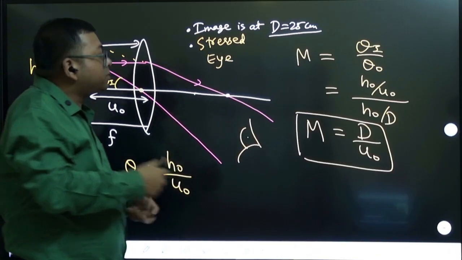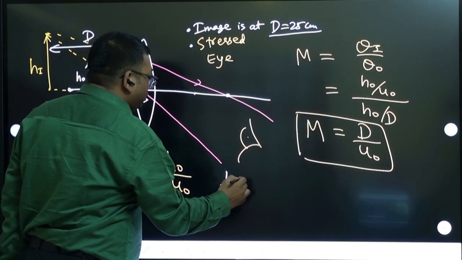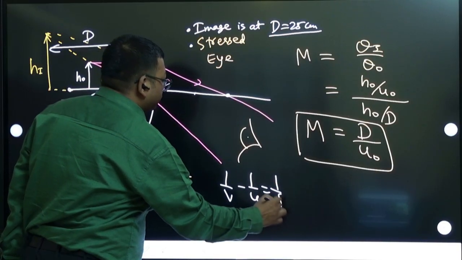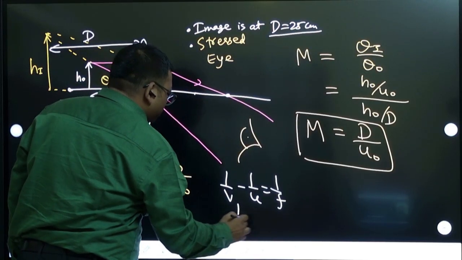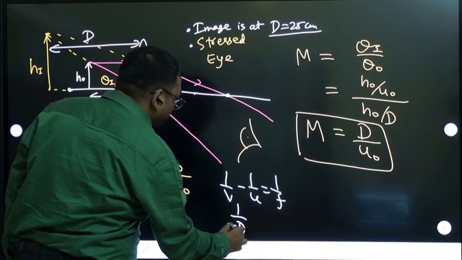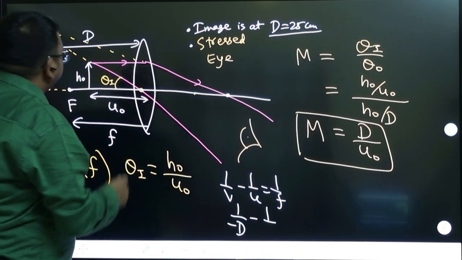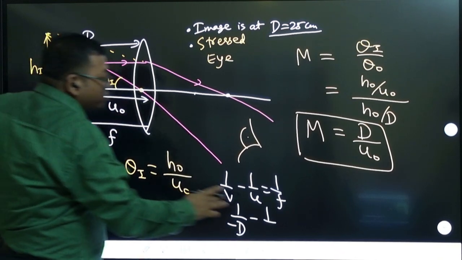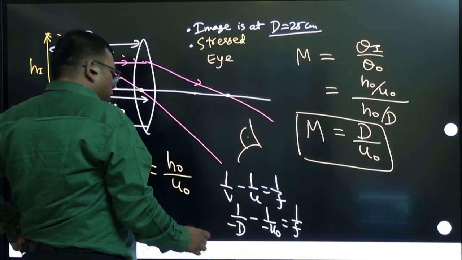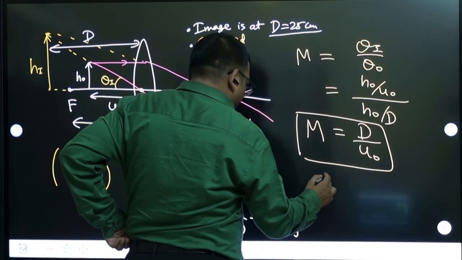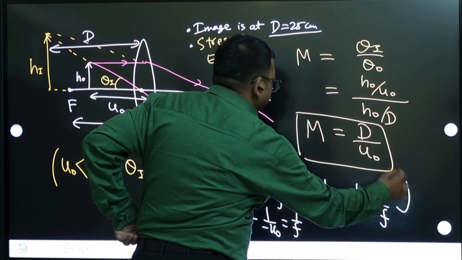So now let us try to calculate what that will be. Let us use the formula 1 by v minus 1 by u is 1 by f. We know the image is forming on that side only, so v is minus d here. Suppose I take u as minus u naught, this distance. Focal length is f. So from here I get 1 by u naught as 1 by d plus 1 by f. Let us substitute it here.